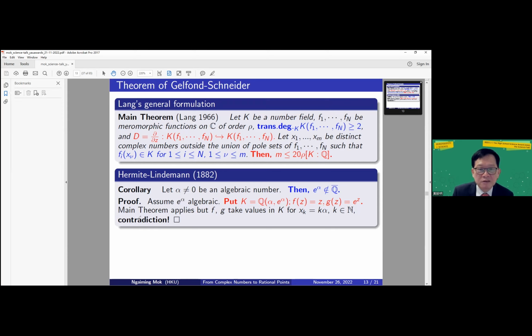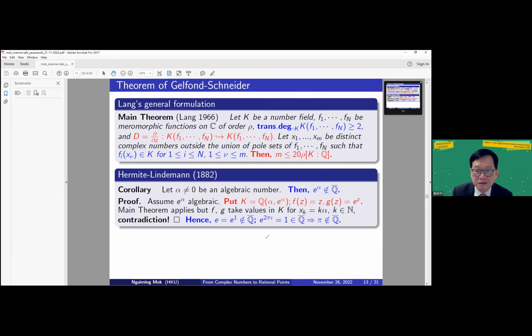Now, in the case of the exponential function, you get an infinite number of such numbers, and there's a contradiction. The contradiction says that e to the power alpha is not algebraic, and from this one can conclude that pi and e are both transcendental numbers. Gelfond-Schneider is something along this line.